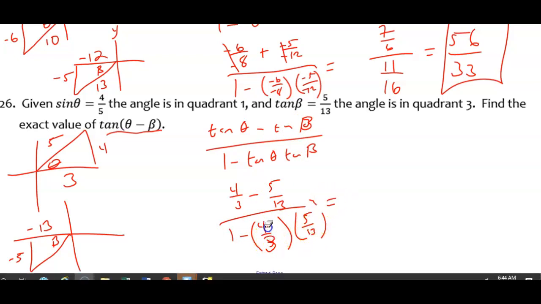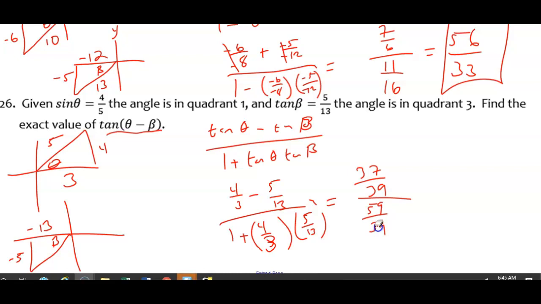All right, and I'm just going to punch it in my calculator. So when I do 4/3 minus 5 over 13, math fraction, that gives me 37 over 39. And then right here, when I do this whole bottom, 1 plus, excuse me. Whoa, I see I wrote that wrong. Minus, that should be a plus, shouldn't it? Hopefully you caught that. That should be a plus. So 1 plus 4/3 times 5 over 13. That gives me math fraction, no fractions, 59 over 39, sorry, 59 over 39.